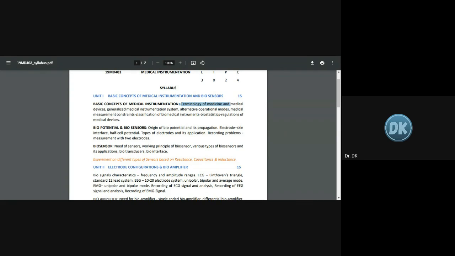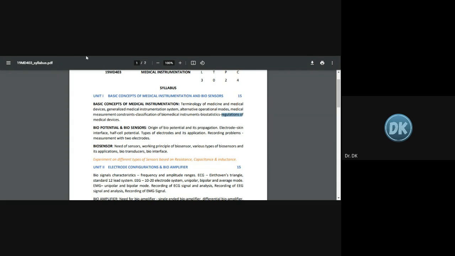The different terminologies, what is a medical device, and we saw the general block diagram, right? And also we looked at the operational modes. Now we'll move on to the second half of the unit, where we'll be seeing the measurement constraints, classification, and biostatistics. And there is one more topic left, which is regulations, which we'll discuss in the next class.